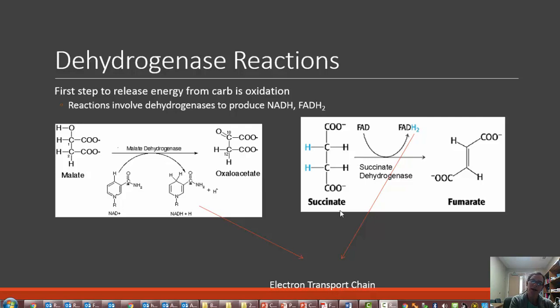Here's another step of the TCA cycle where succinate is transformed to fumarate. And again, we have a dehydrogenase reaction, which means we're taking the hydrogen off of the succinate, and in this case, we're adding it onto FAD+. In doing so, we're oxidizing succinate, right? Because we're removing hydrogens. We're oxidizing succinate into fumarate, and we're reducing FAD into FADH2. And so this is now an electron carrier, and that's going to go to the electron transport chain.